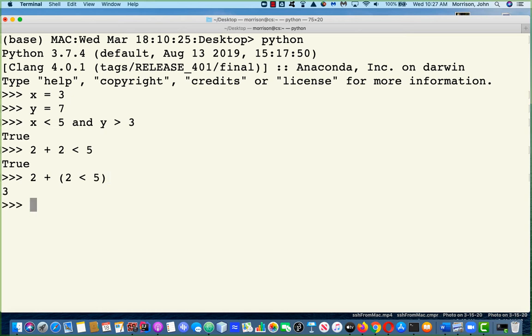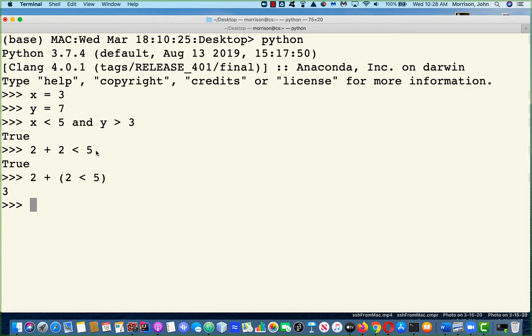The result is 3. What happens is if you regard a Boolean as a number and the Boolean is true, that's a 1. If it's false, that's a 0. So we can see here that the plus bound these two together first, before the less than. So arithmetic operators have a higher precedence than relational operators. Relational operators have a higher precedence than the Boolean operators and, or.